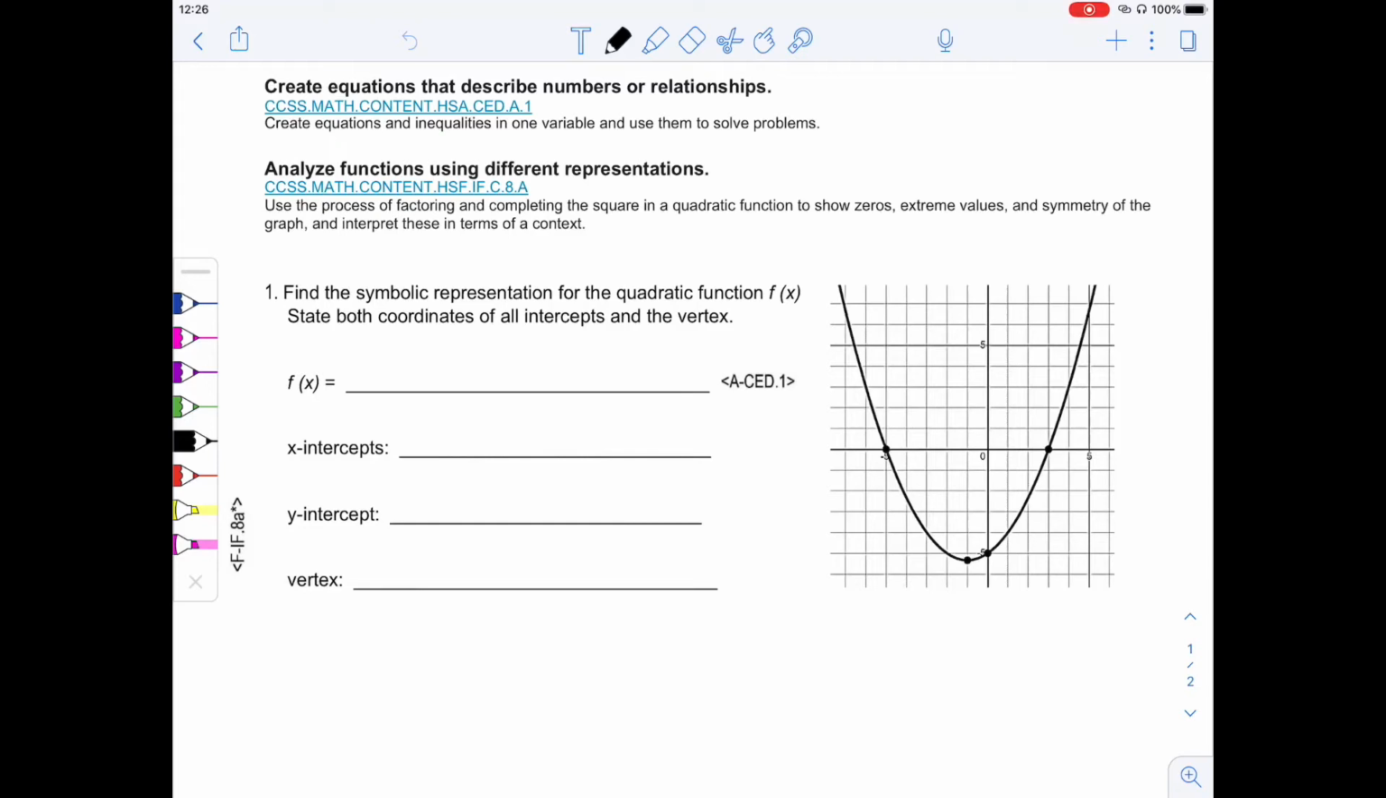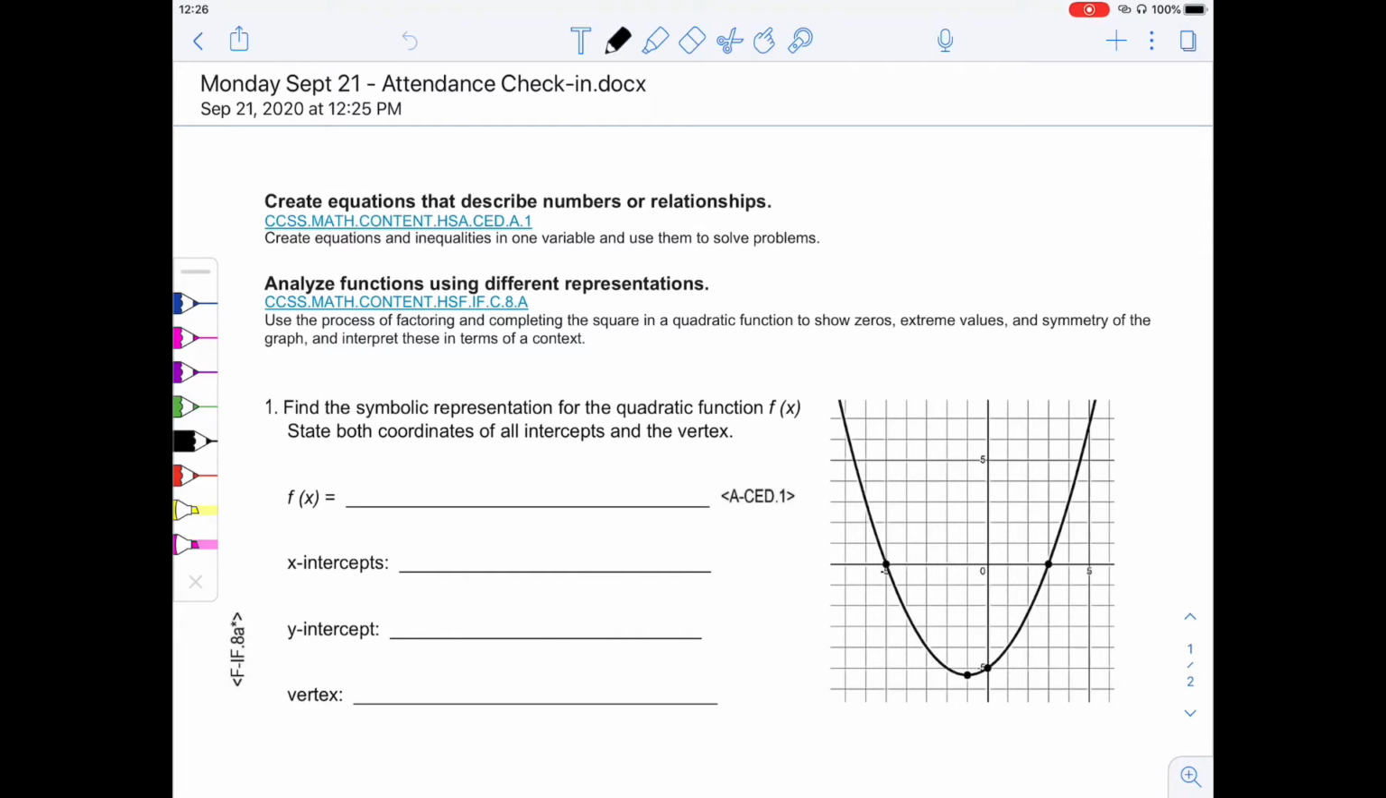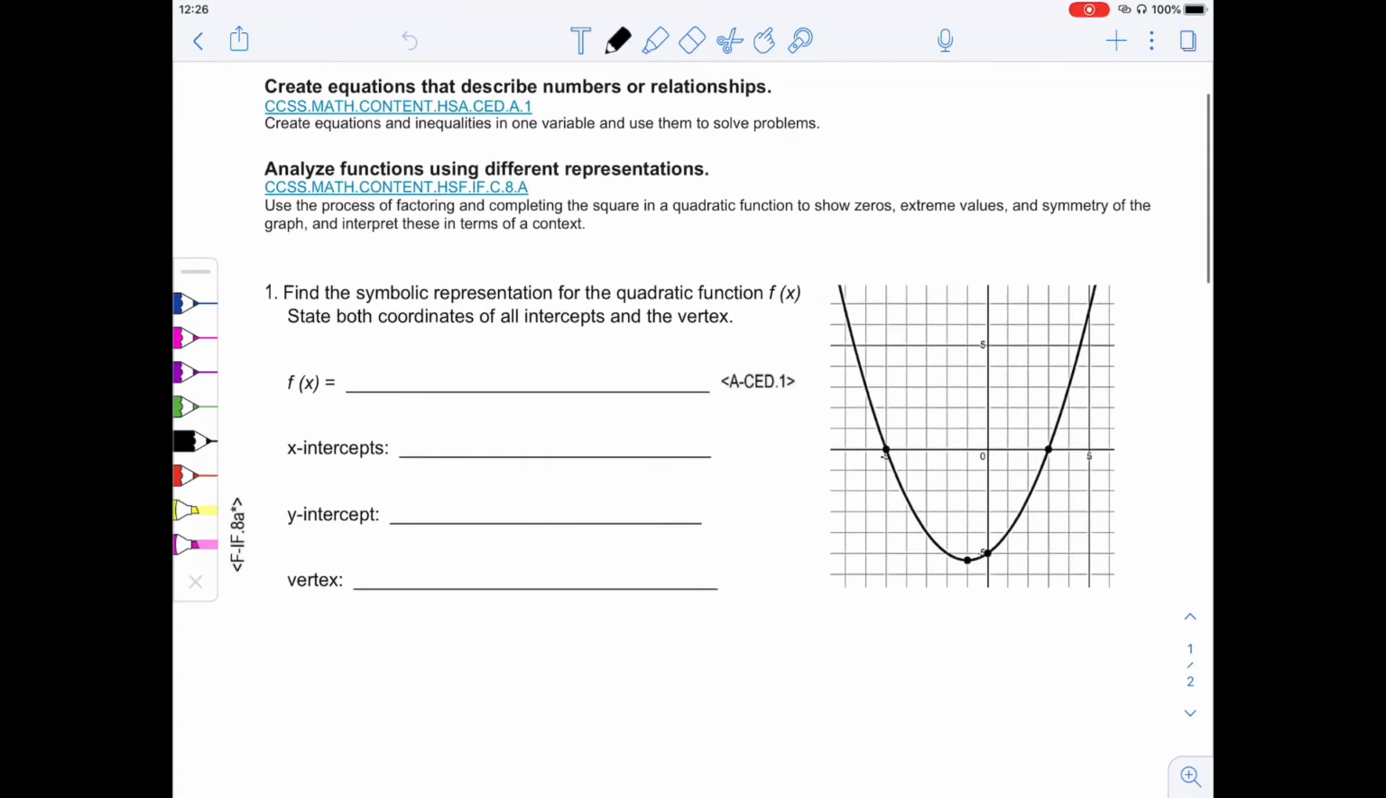Okay, I'm going to describe how to do this attendance check-in for today, on Monday, September 21st. So we want to find a symbolic representation for the quadratic function f of x, which is given in the graph, right? It'll show all intercepts and the vertex.